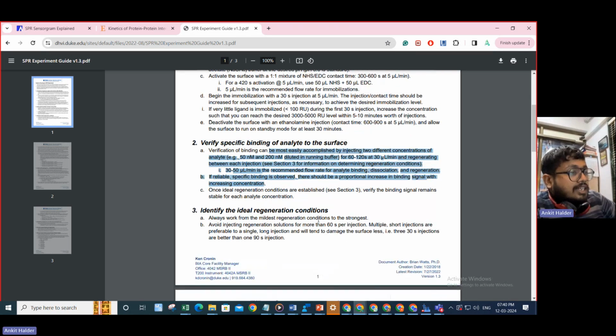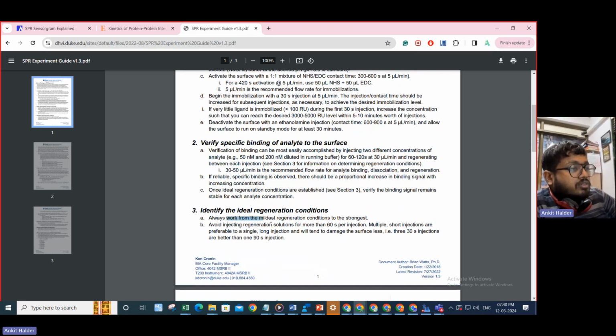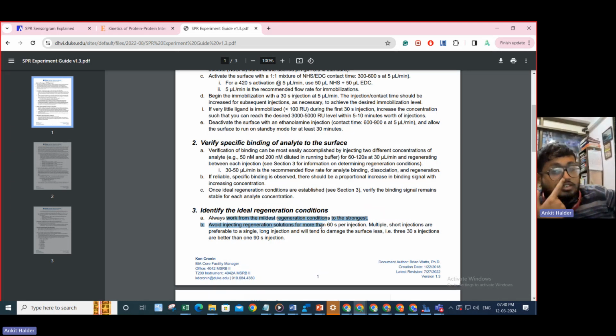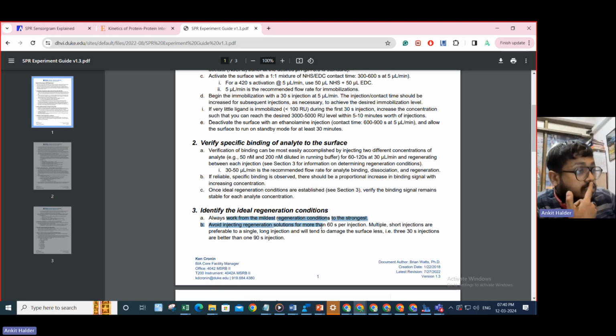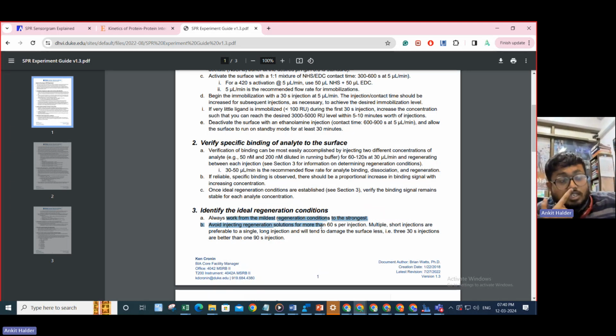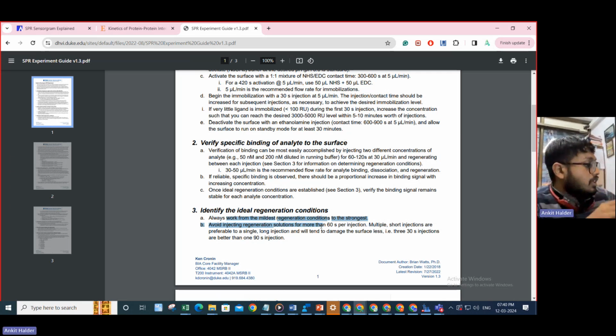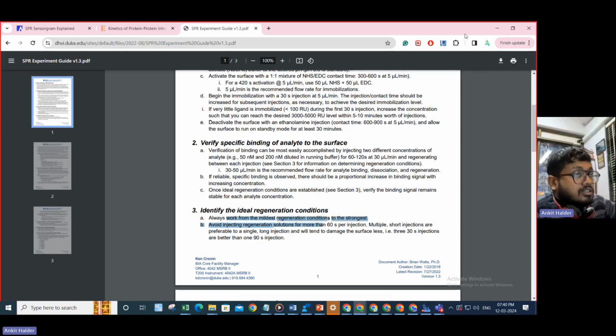Now identify the ideal regeneration condition. Always work from the mildest regeneration conditions to the strongest. Avoid injecting regeneration solutions for more than 60 seconds per injection. So these are some of the tips and tricks for setting up a successful SPR experiment. Multiple short injections are preferable to a single long injection, which tends to damage the surface.